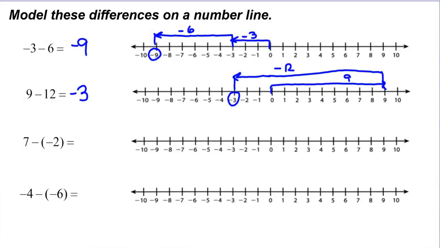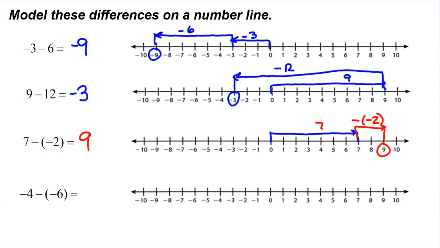Next one, 7 minus negative 2. So I'm going to, again, start at 7. Go to 7 on my number line, and now I'm decreasing it by negative 2. So I'm taking a negative away, so that's actually going to increase the value by 2. Take negative 2 away. So 7 minus negative 2 actually puts me at a positive 9. That's going to increase the value. That's like 7 plus 2.